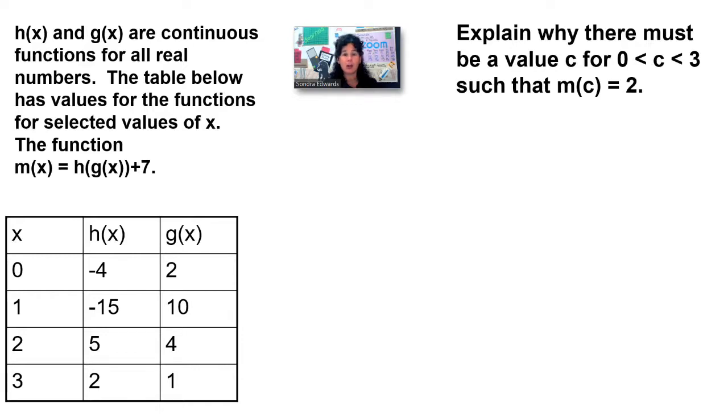And the only prerequisite for the intermediate value theorem is that we have a continuous function on a closed interval. Let me back up for a second. M of x, we're guaranteeing that the m function has a height of 2. So we want to be able to say that the m function is continuous, specifically on the closed interval 0 to 3.